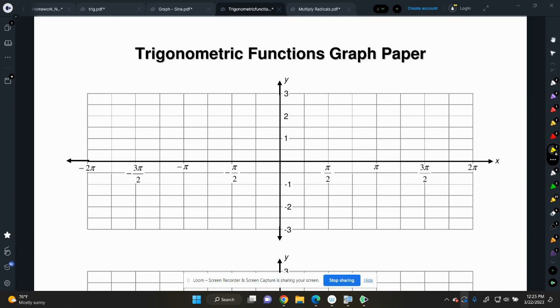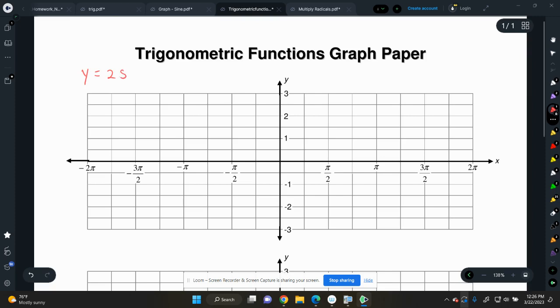So, for instance, if you had the equation y equals 2 sine 4 theta, now instead of plotting points, so to speak, we look at this and we know that the amplitude is 2. And we know that the period, to find the period, we do 2 pi divided by 4. So the period is pi over 2.